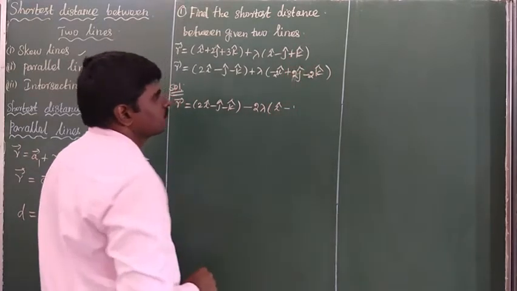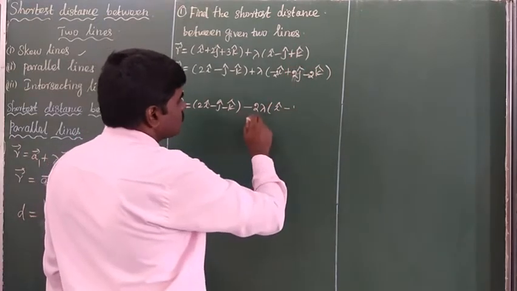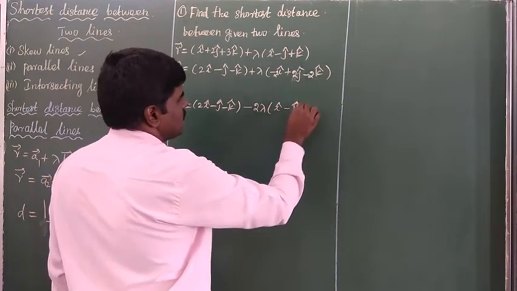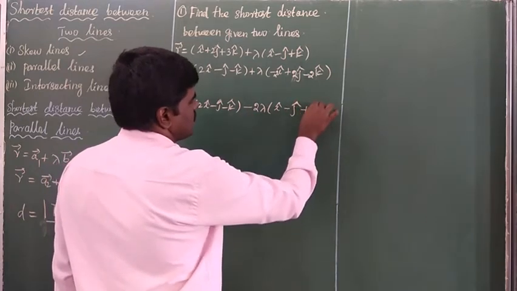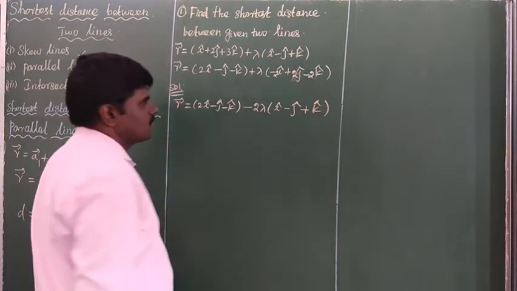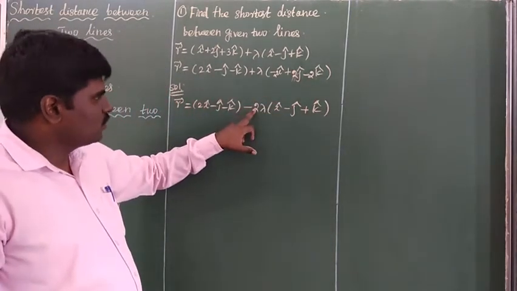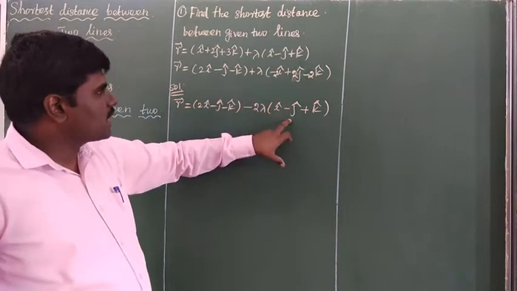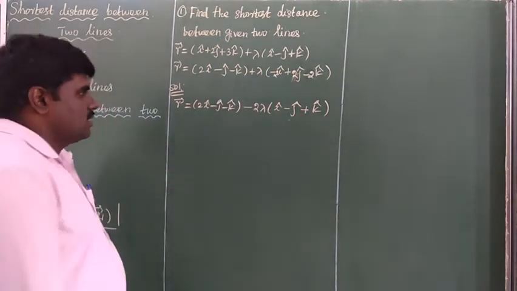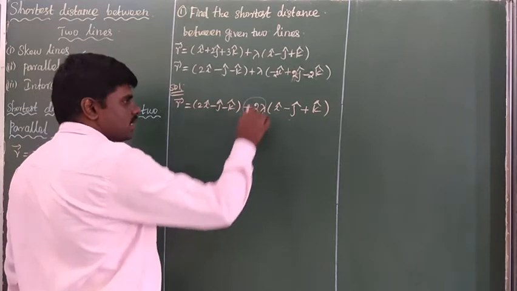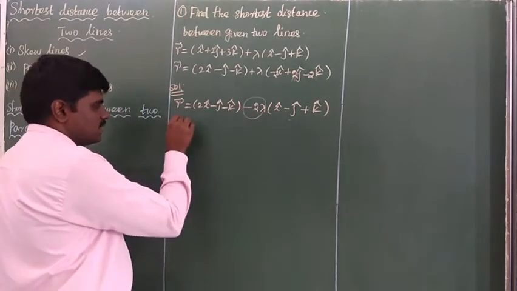Suppose 2 here, but here minus j cap minus, plus k cap. Is that clear? Suppose I take minus 2 common. Here minus 2, that is i cap minus j cap plus k cap. This is a fully constant. So we will choose any one scalar only.